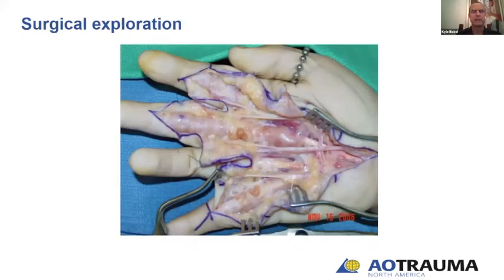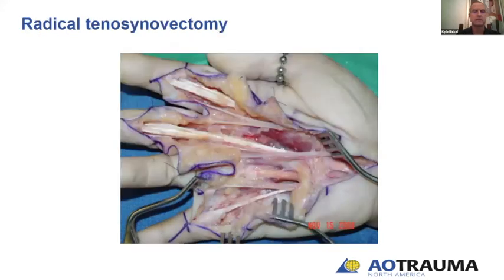Because we were there and I didn't feel that this was likely to benefit only from an incisional biopsy, the next step was to go ahead and remove all of this tissue and do a radical tenosynovectomy for therapeutic purposes. So that's what we did. We removed all of the infected synovium, leaving all of the vital structures behind.